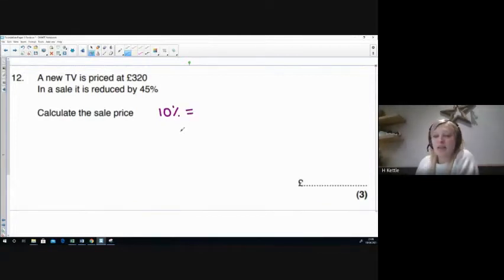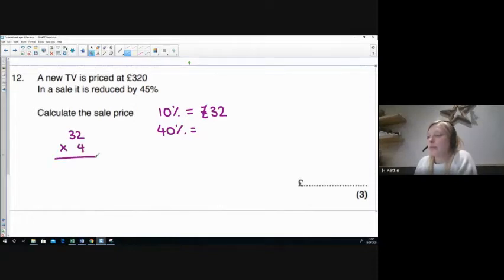So to get 10% of a number, we would divide by 10. This is 100%. I want 10%, so I'm going to divide it by 10. So dividing this by 10 is £32. So if you've got a number and you want 10%, you divide it by 10. So 10% is that. So 40% is going to be 4 of these. So I'm going to do 32 times by 4. 4 times 2 is 8, and 4 times 3 is 12. So that's 128, and we're almost there.